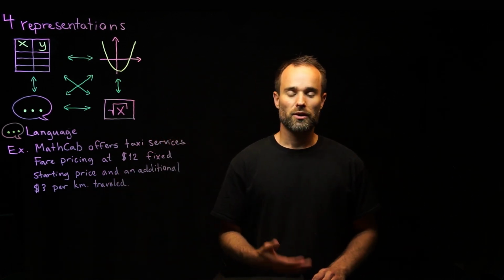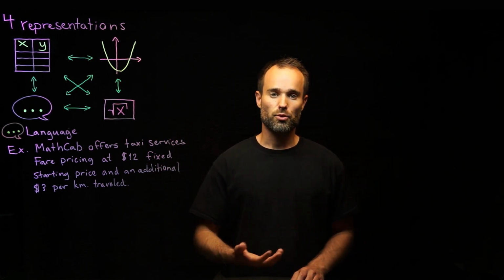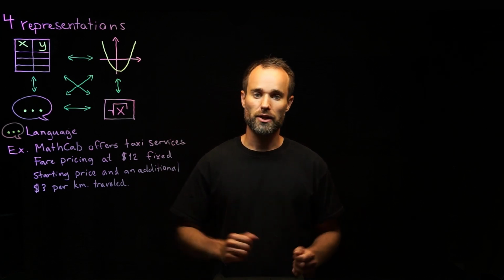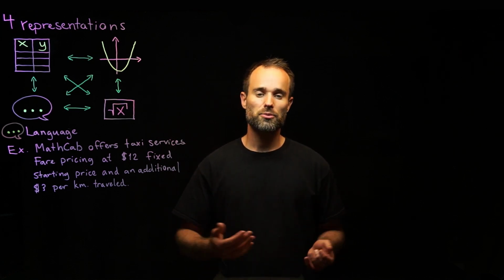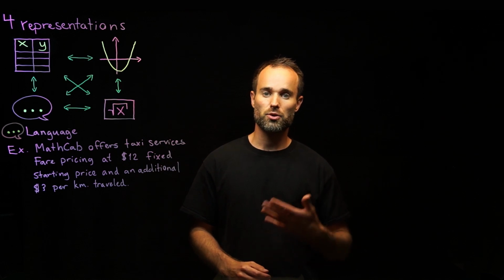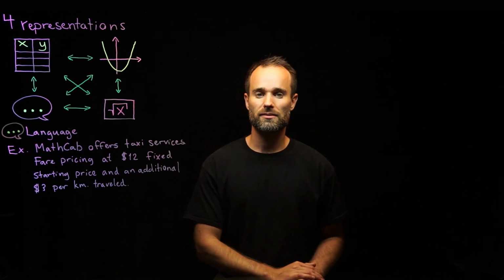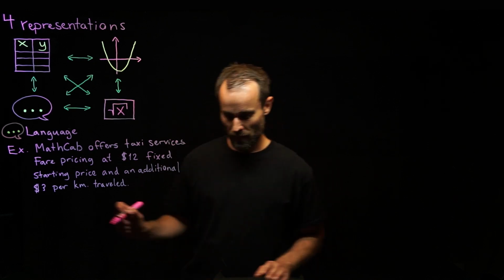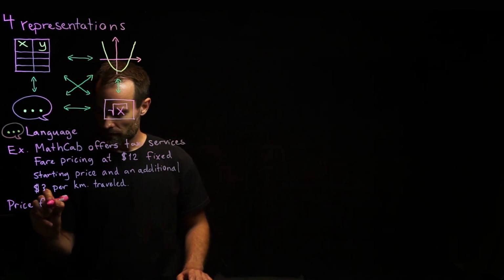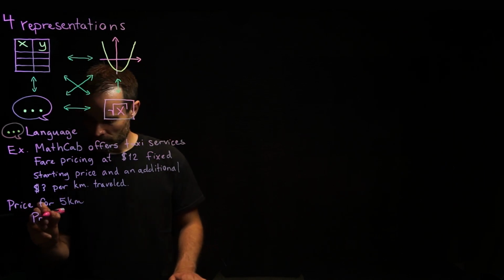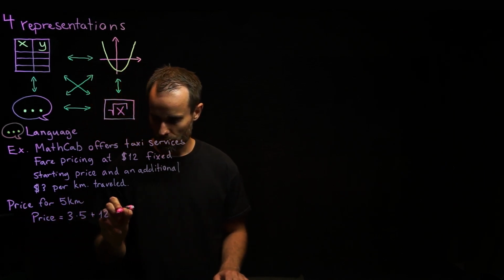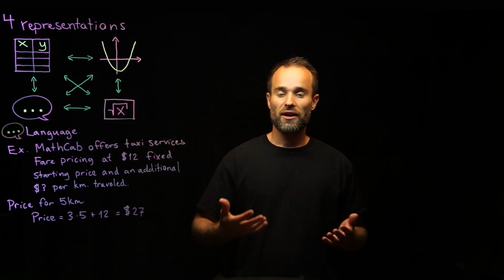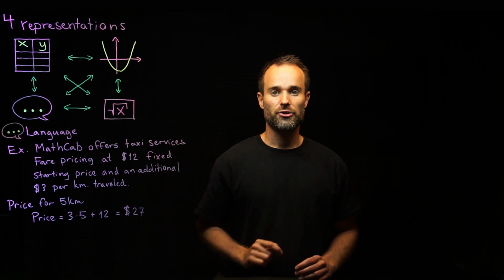When you take a ride with the math cab, the starting price is $12, and for every kilometer you travel, they charge an additional $3. This is a description in words of a relationship between the distance traveled and the fare price. Could you work out the price of a 5-kilometer ride? A 5-kilometer trip is $27.